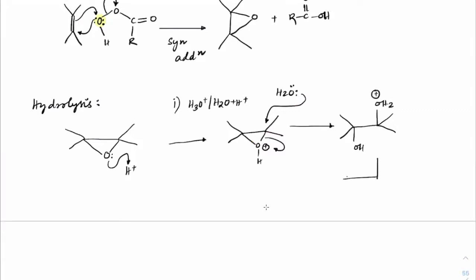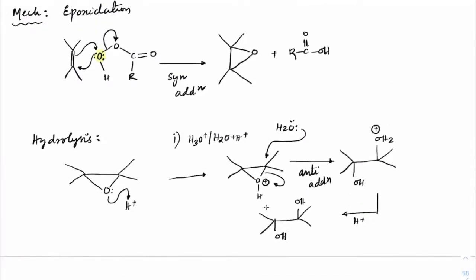And since it is in acidic medium, H plus is lost, and finally we will get the product OH and OH, which is an anti-addition. So you can see here it is an anti-addition. So overall, if you see, hydroxylation is actually an anti-addition. But if you were asked only epoxidation, it is syn addition.